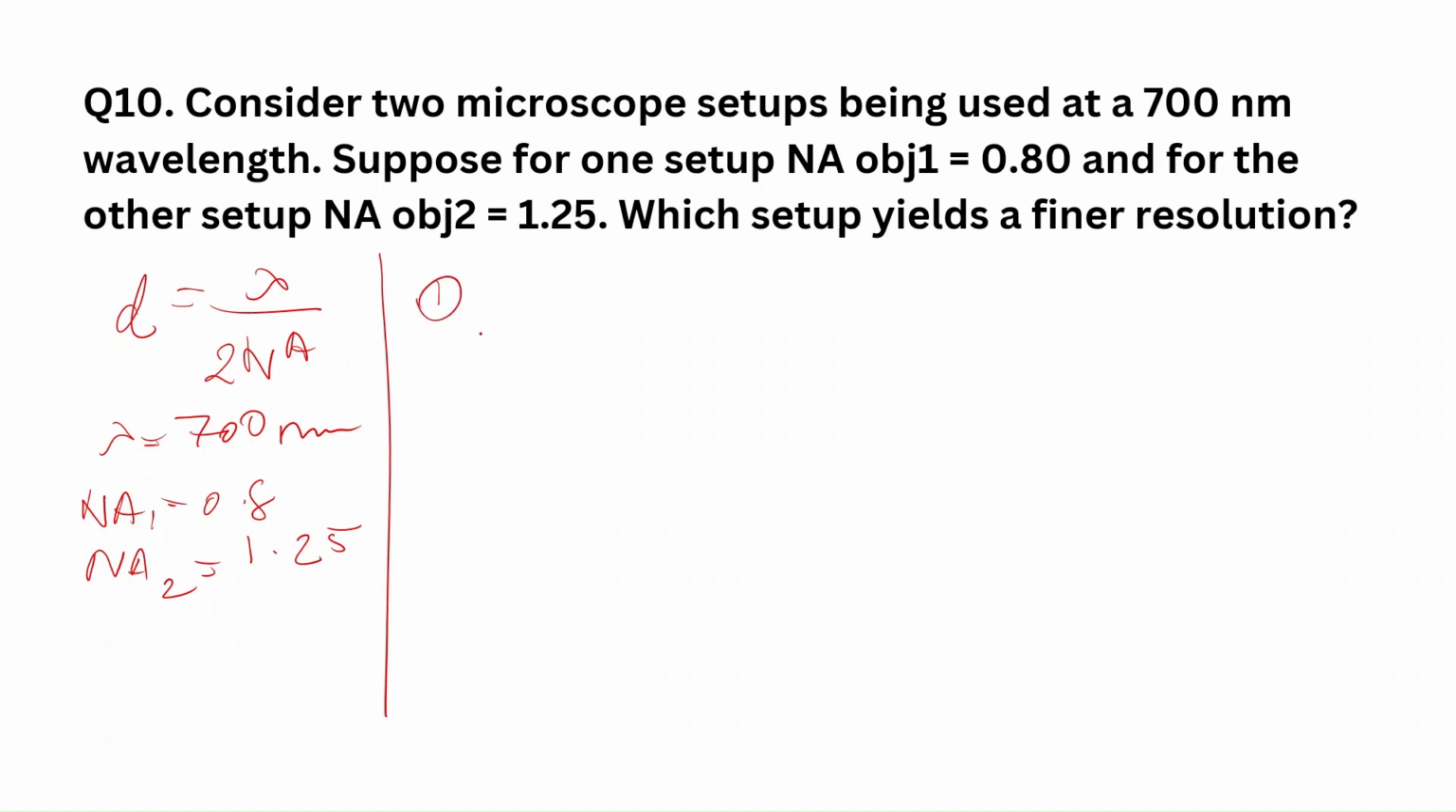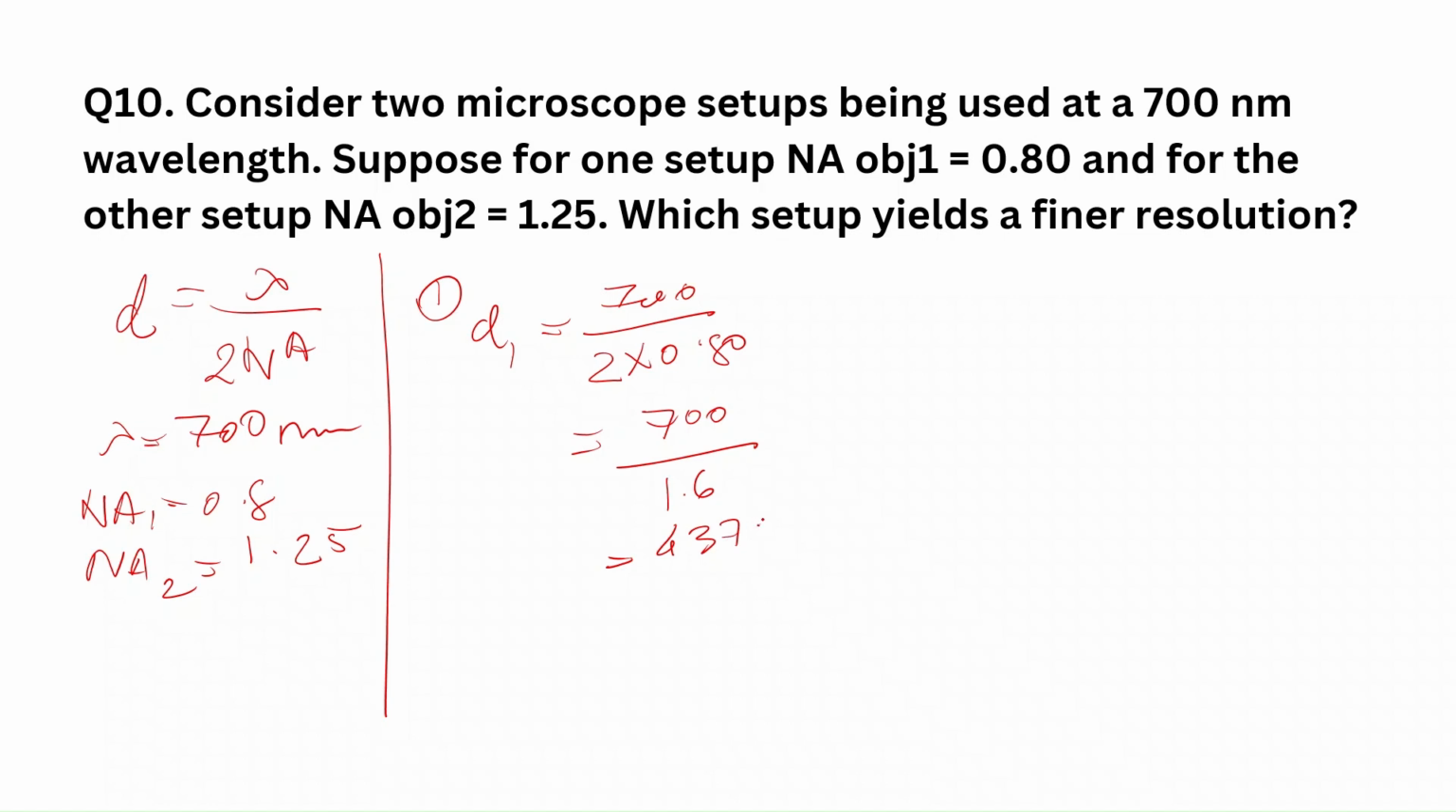For the first one, D1 equals 700 divided by 2 times 0.8, which comes to 700 divided by 1.6, which is 437.5. This 700 is in nanometers, so this will be in nanometers.